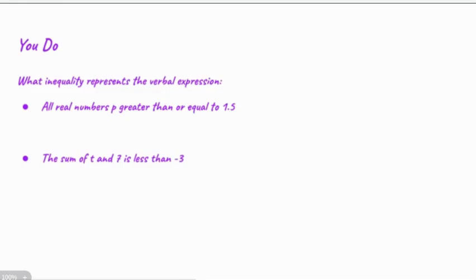Go ahead and give the you-do a try. So we got all real numbers p greater than or equal to 1.5. So p greater than or equal to 1.5. And then we have the sum of t and 7. So sum means plus. So t plus 7 is less than negative 3.